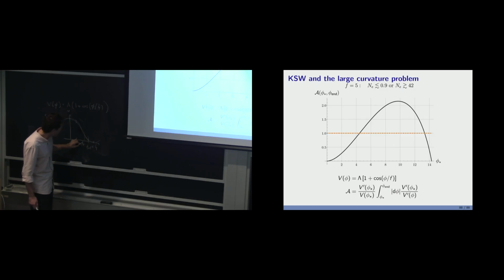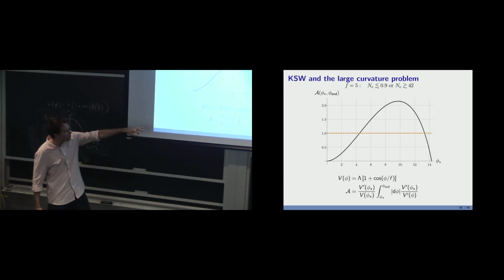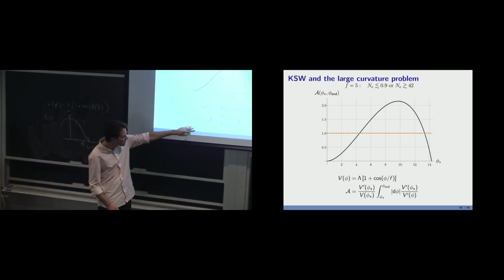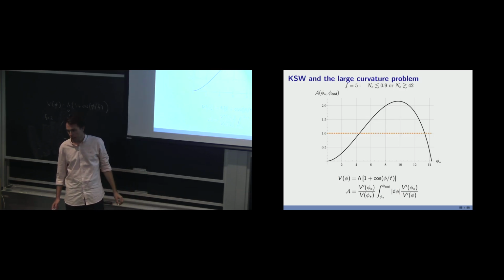Now what you can do is you can take phi star, and you can move it up here, and consider trajectories with more and more e-folds of inflation as we move the beginning of inflation up towards the maximum. And this is what this integral formula looks like. This is the thing which should be less than 1, which should be less than 1 to be allowed.